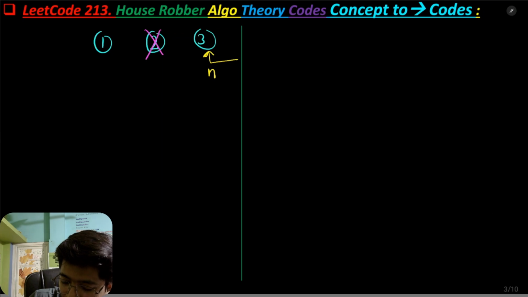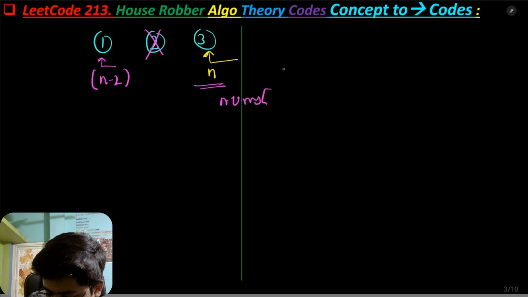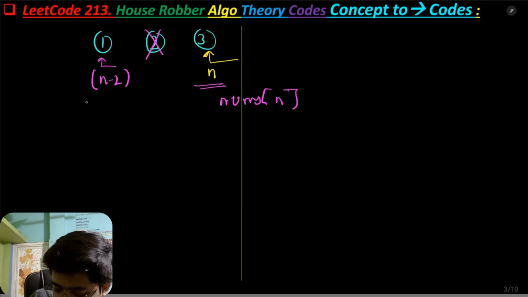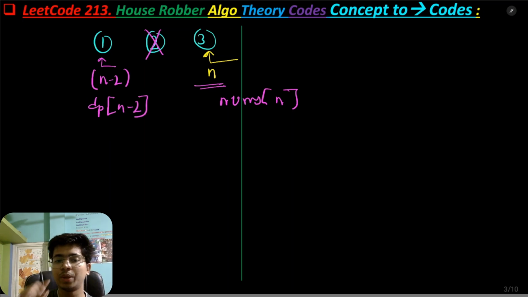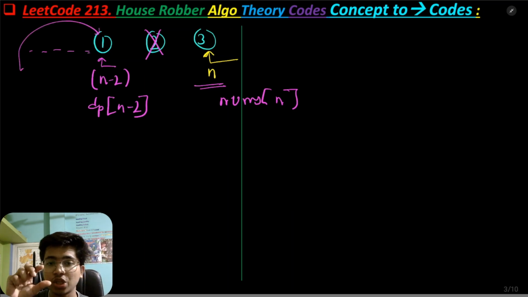So we could take n and n minus 2. We could include this n minus 2. So what would be the cost of the nth index? That would be nums of n, plus the cost of dp of n minus 2. You might be thinking, why dp of n minus 2? Because dp is the sum of all those. If there are more previous elements, the dp array will contain the summation cost of all.